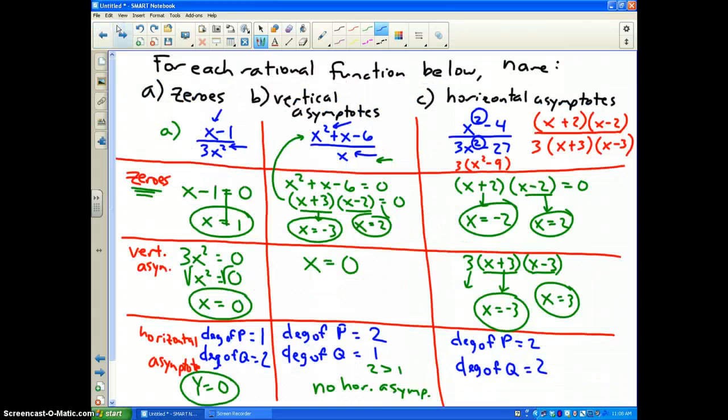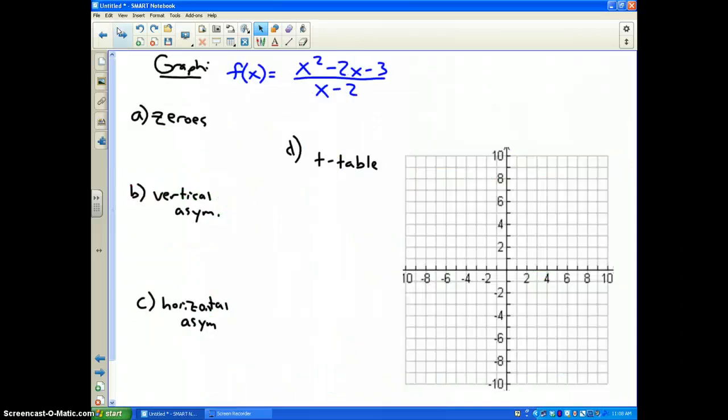All right, so our horizontal asymptote will be the lead coefficient of the numerator. That's the number 1, divided by the lead coefficient of our denominator, which is 3. So therefore, our horizontal asymptote is the line y equals 1/3. Hope that makes sense. All right, well, let's put all this information together and do one graphing problem. If you need to pause the video, please do and write this information down.